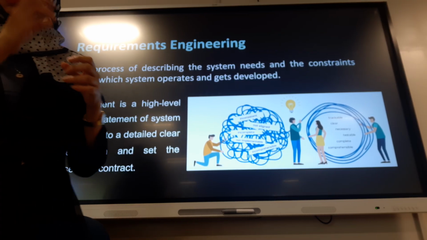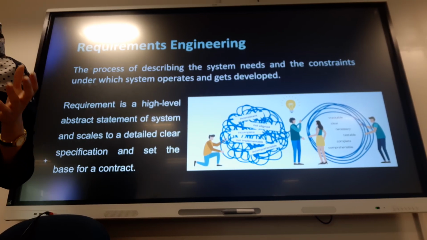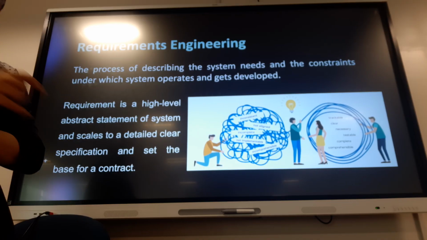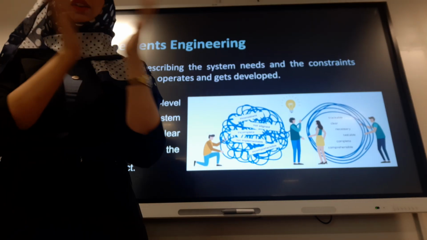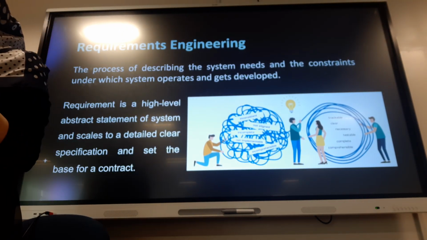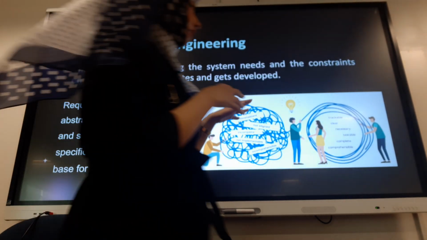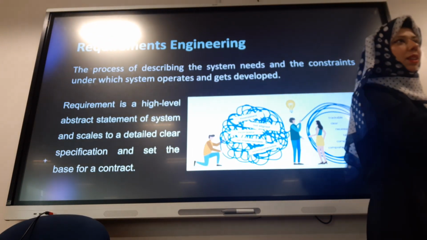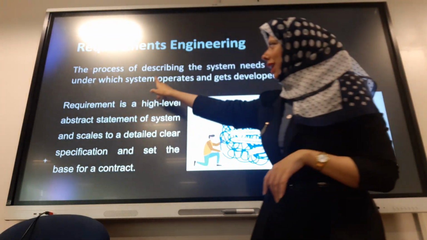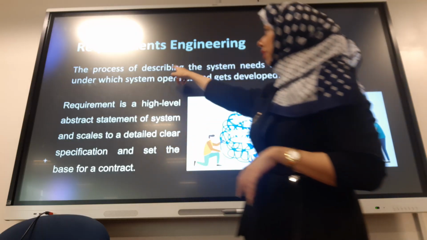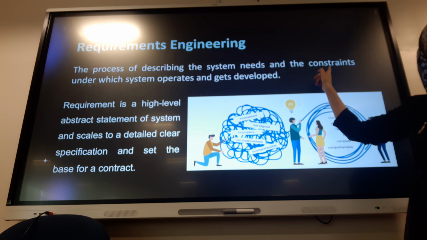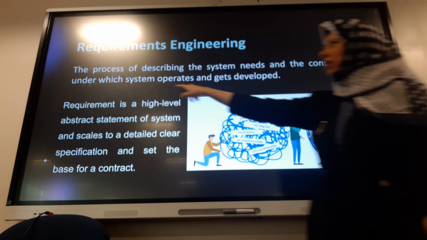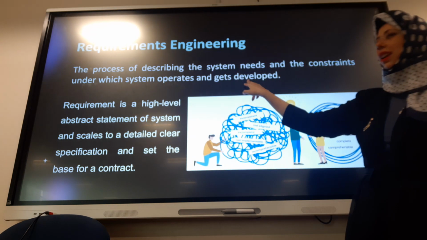So requirements, as you mentioned, are a summary of business needs, right? And it could be highlighting user needs, so not only business. And away from business and users, this could be what the system needs to actually deliver, like you said, expectations. So we can say requirements engineering is the process of describing the system needs and also constraints, and keep this word in mind, under which the system will operate and get developed.